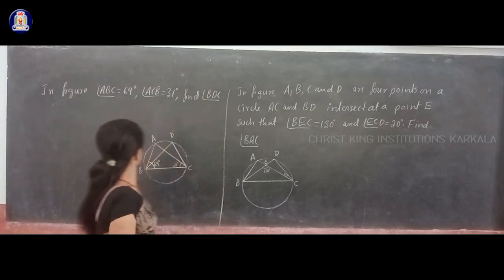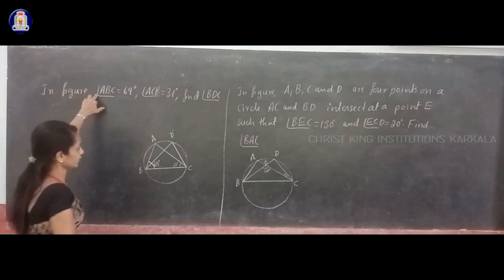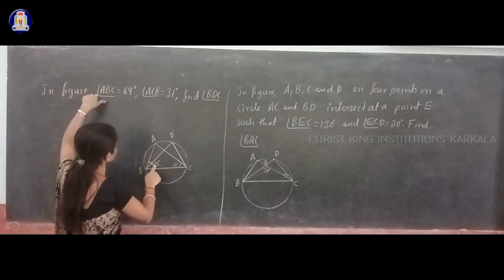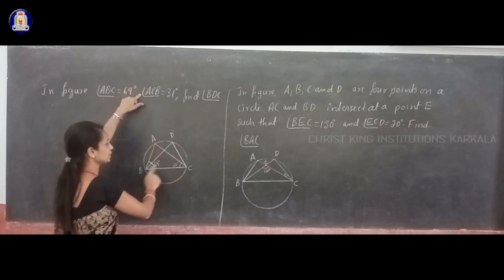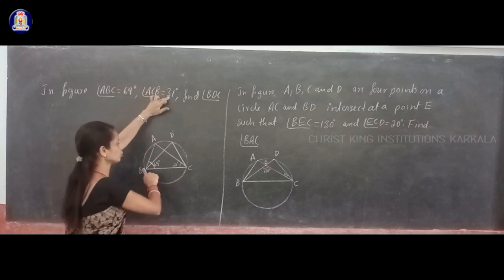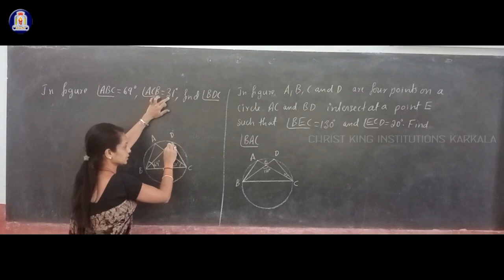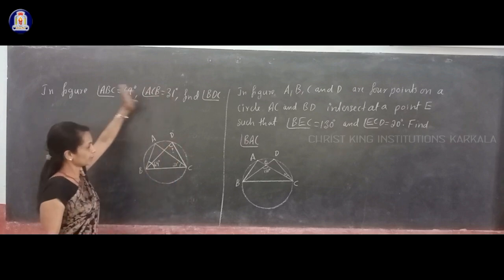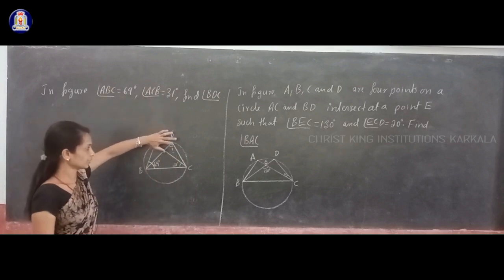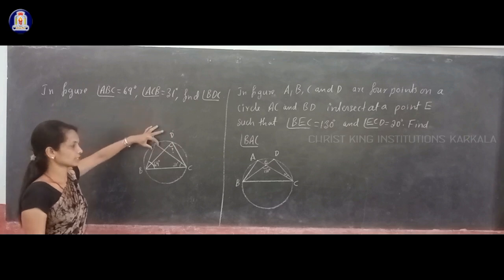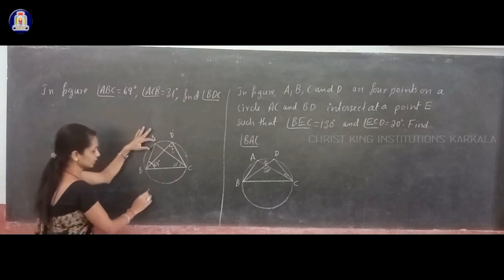Next, in a figure, angle ABC is 69 degree and angle ACB is 31 degree. You have to find angle BDC. Okay, that is this angle you have to find. But directly we can't get this angle D, we can get angle A. Okay, it is easy to get angle A.